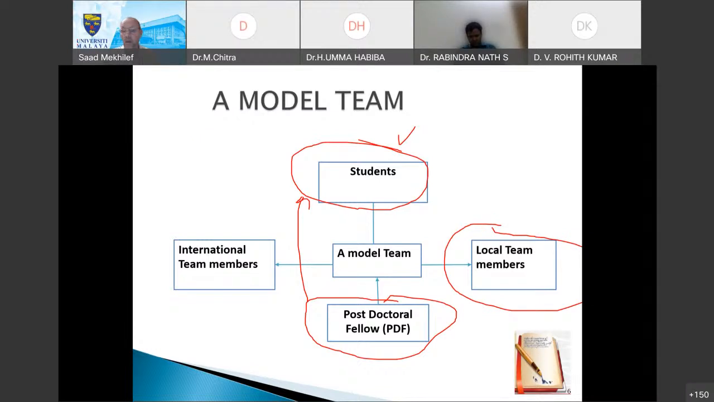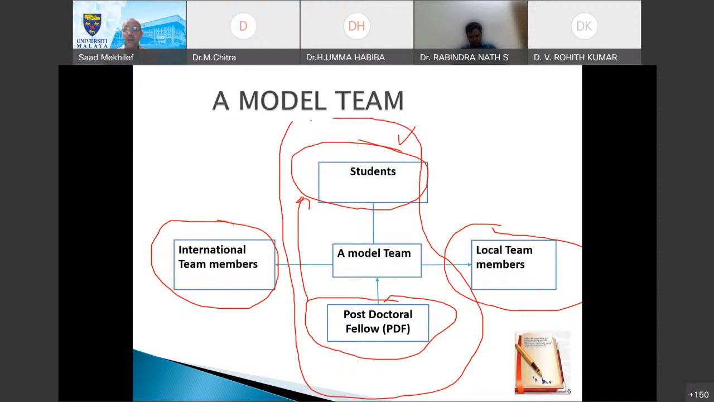If you are a professor or lecturer at a university, it means your local team is the local university, all within the same country. For example, if you are in India with different institutions around, and also international collaborators. Most of the time you will always be working with this team together. But the international collaborators and the local collaborators also have a very important role.